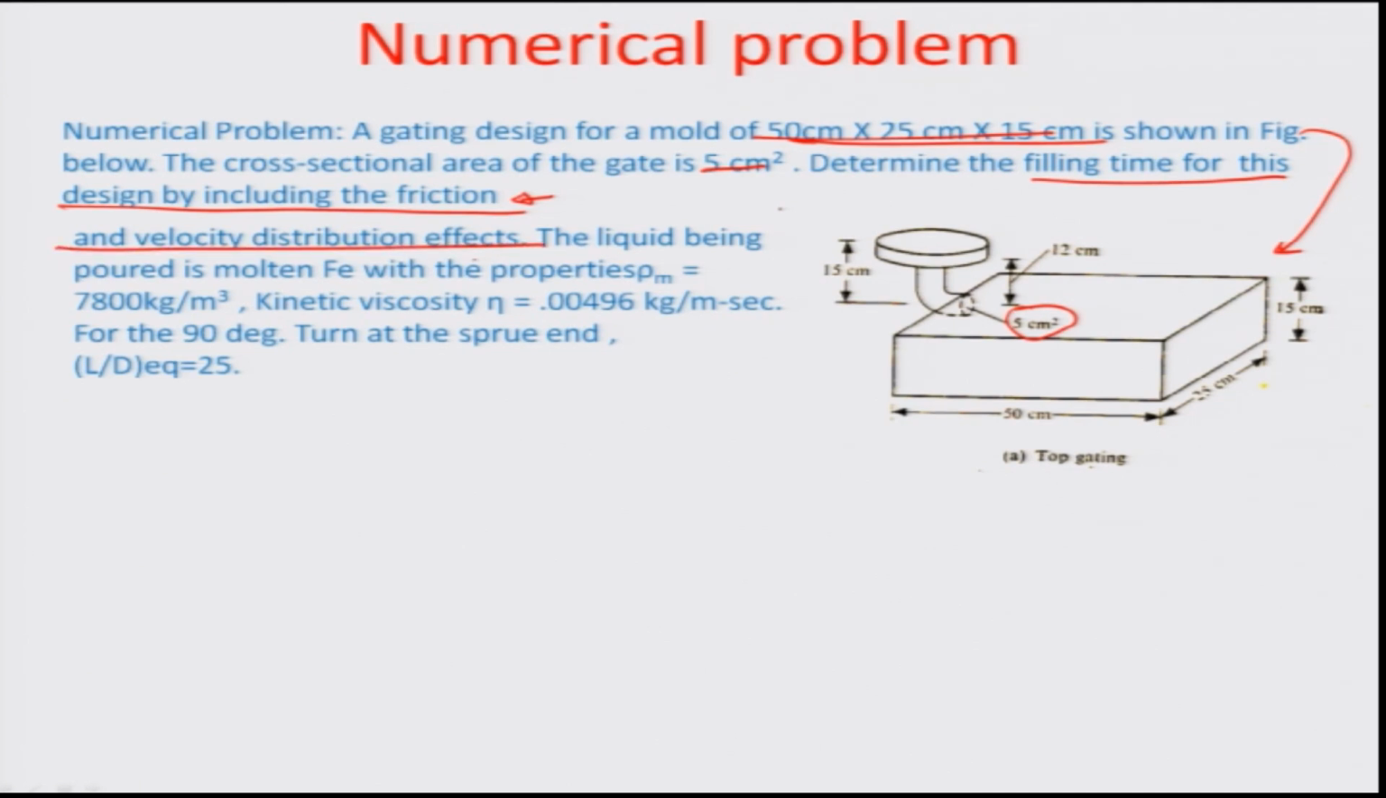So the liquid being poured is molten iron with the properties of liquid metal density about 7800 kg per meter cube, kinematic viscosity eta about 0.00496 kg per meter second, and for a 90-degree bend, as you can see right about here in this particular down sprue, the L by D equivalent which has been obtained from standard data is 25. So that is the contribution to the wall friction effect because of the bend. Obviously there will be a bending effect because of which there would be an energy loss. So these all terms have to be taken together to compute the CD.